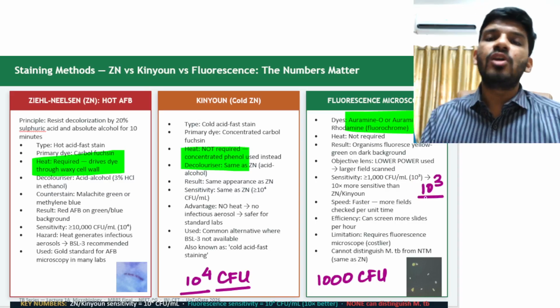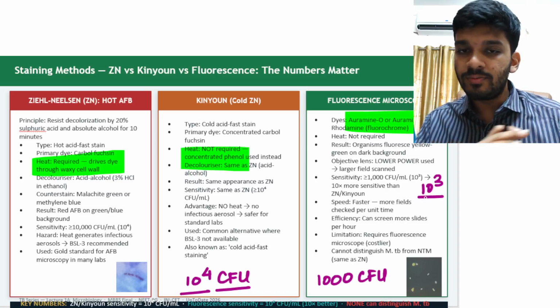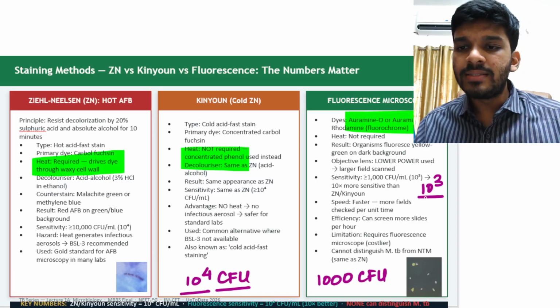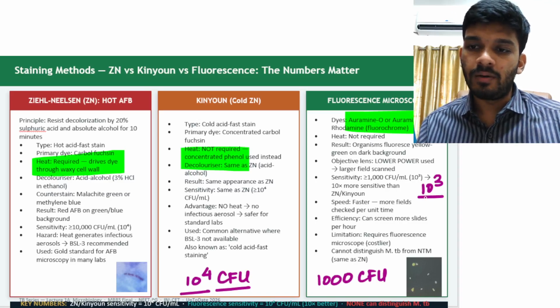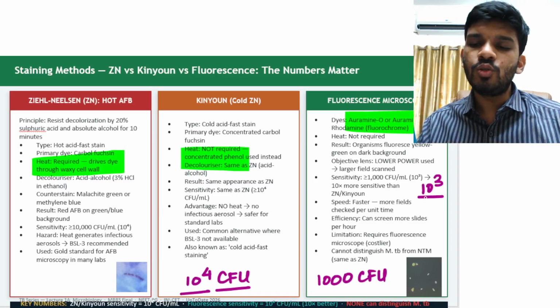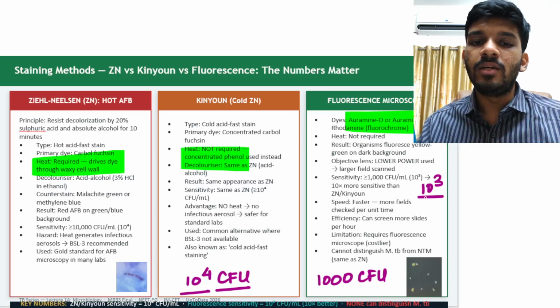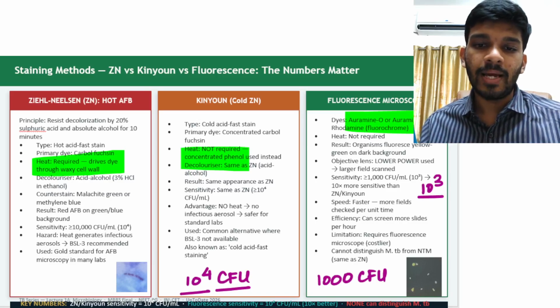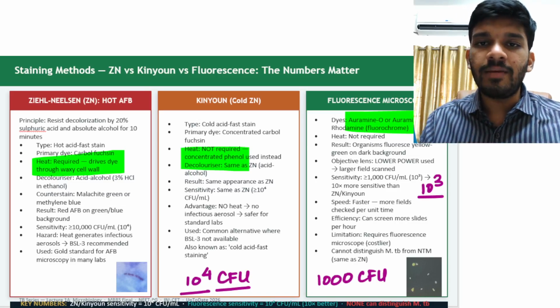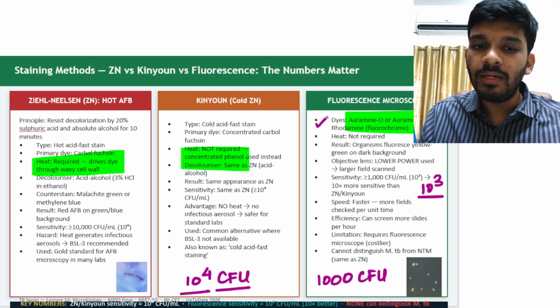Okay. It is faster also. You don't have to do all the staining process as you were doing heating and all of that. And you can screen more slides per hour. Okay. But again, disadvantage, just like the ZN method, you cannot distinguish Mycobacterium tuberculosis from non-tuberculous mycobacteria. Okay. So, which is the more sensitive staining method if you are asked? It is the auramine rhodamine method.